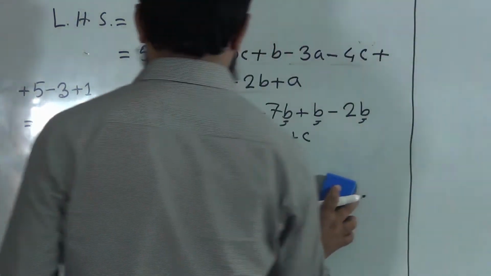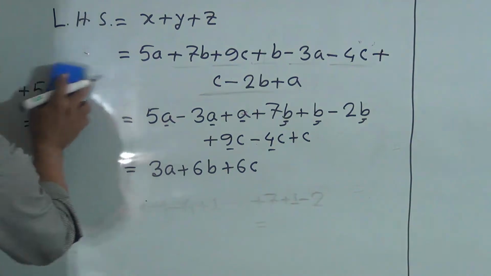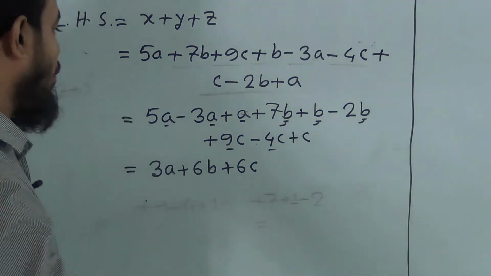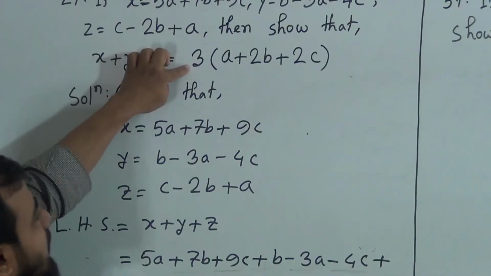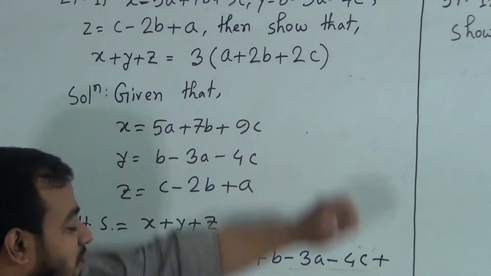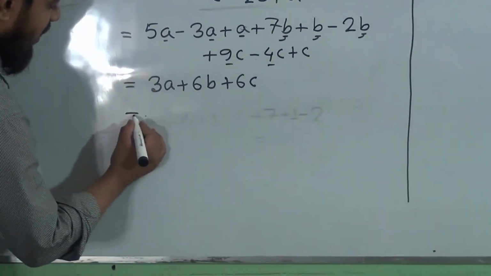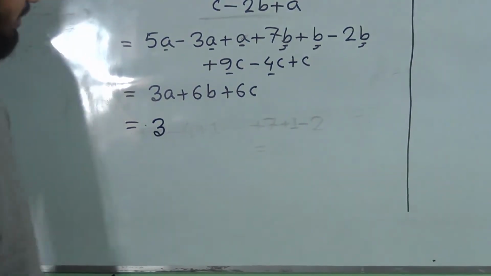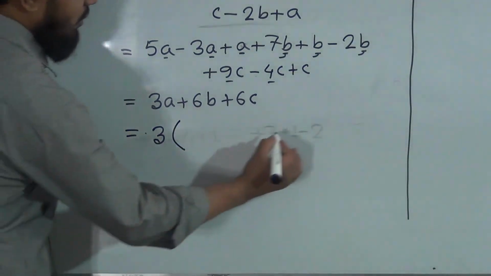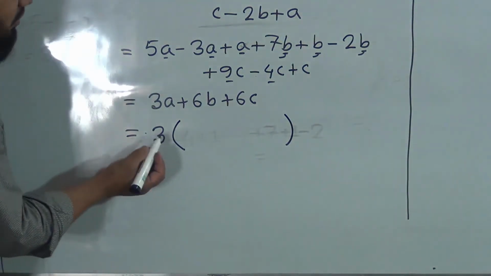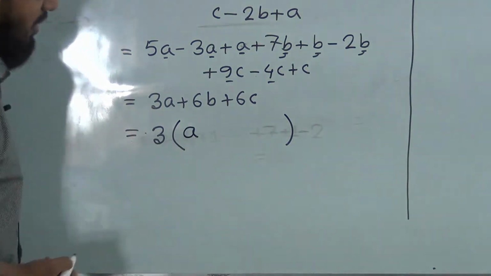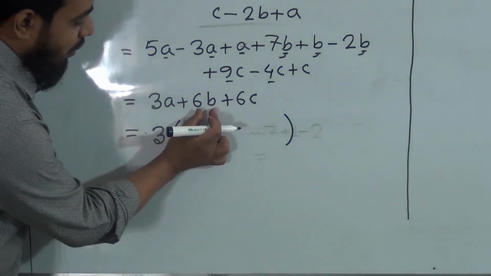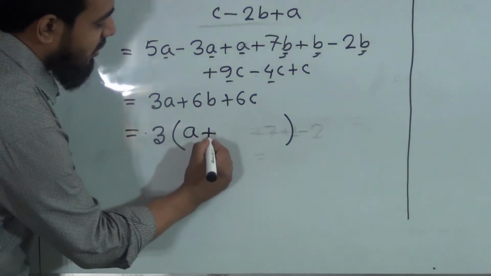Now look at the proof. What do we need to prove? We need 3 as a common factor, then we need the a, b and c terms. That is why we will take 3 as common. Then what will be here? When we take 3 from thrice a, it will be only a in the bracket. When we take 3 from the 6b, we will get 2b.